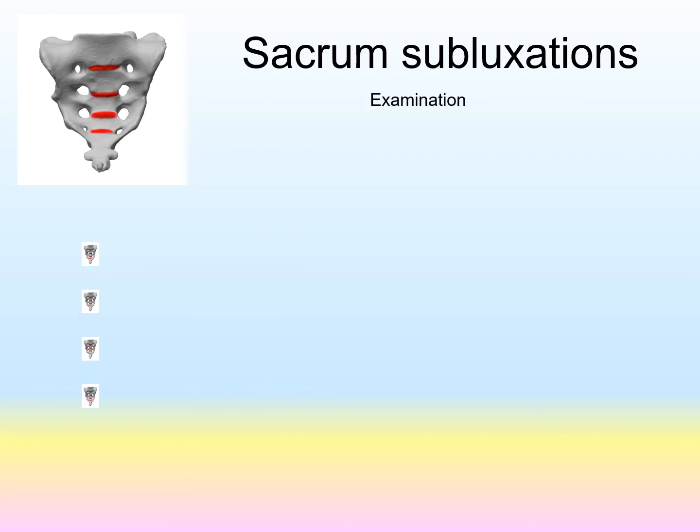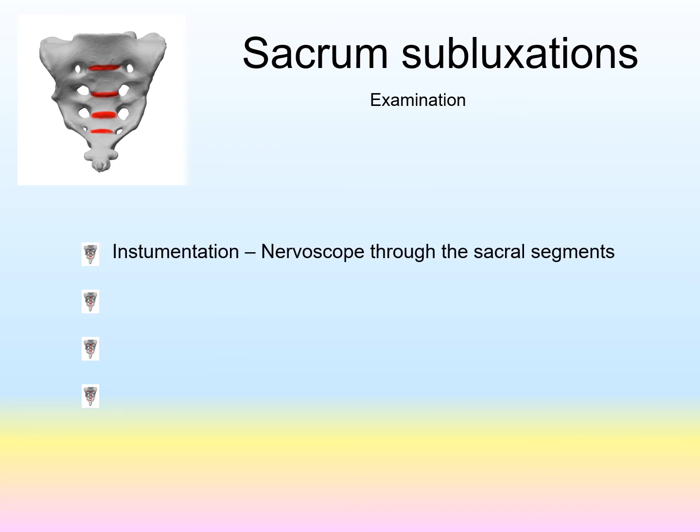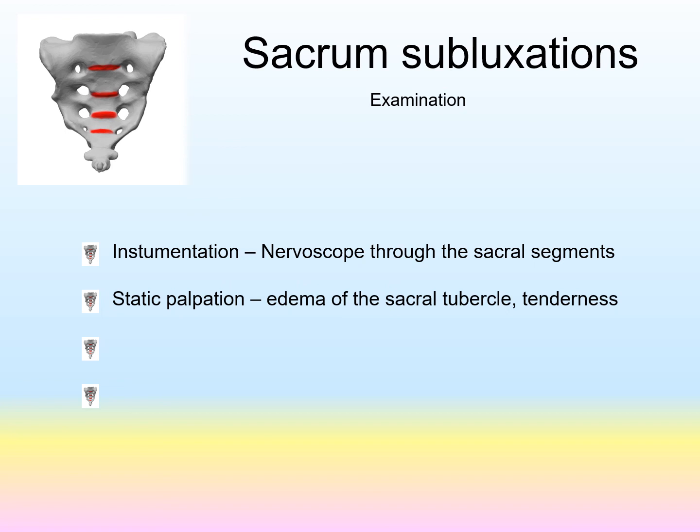Again, our examination of sacral subluxation is similar to our examination in the rest of the spine for chiropractic and Gonstead. We do our instrumentation. When we do use our instrumentation on the spine, we always glide this nervoscope all the way through the sacrum, through the SI joints, looking for our break. We do static palpation on the sacral tubercles, and we're looking for edema on each individual tubercle, and that's one of our analyses, is the static palpation. Edema right on the tubercle, a little puffiness around it, or perhaps some tenderness.